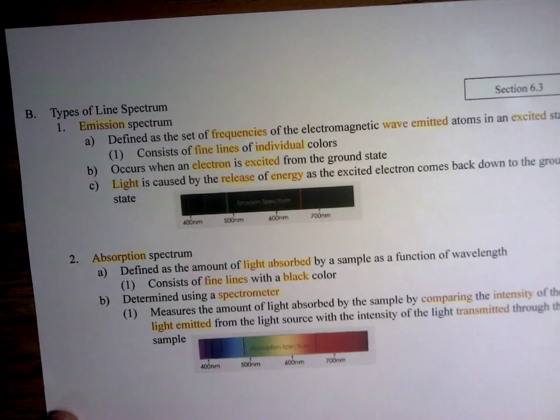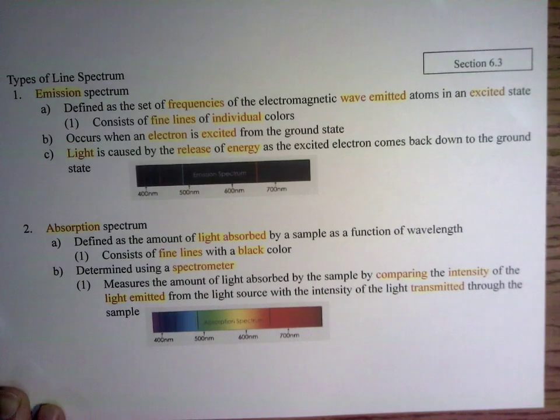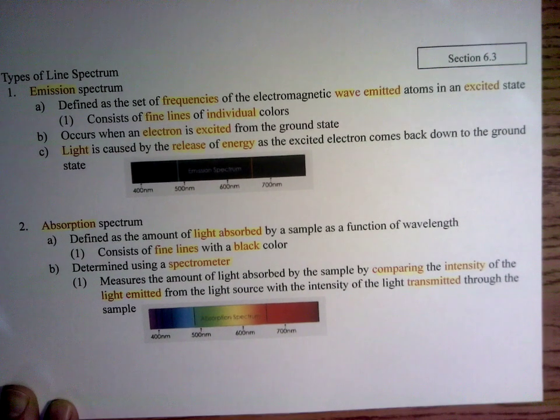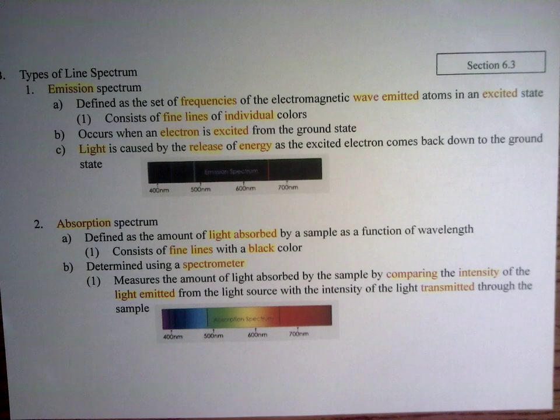We have 2 different types of spectrums that we are going to be specifically dealing with. We have the emission spectrum and we have the absorption spectrum. Now, for us in this class, typically we're going to see the emission spectrums. So this is the set of frequencies that is emitted as an atom is in an excited state.